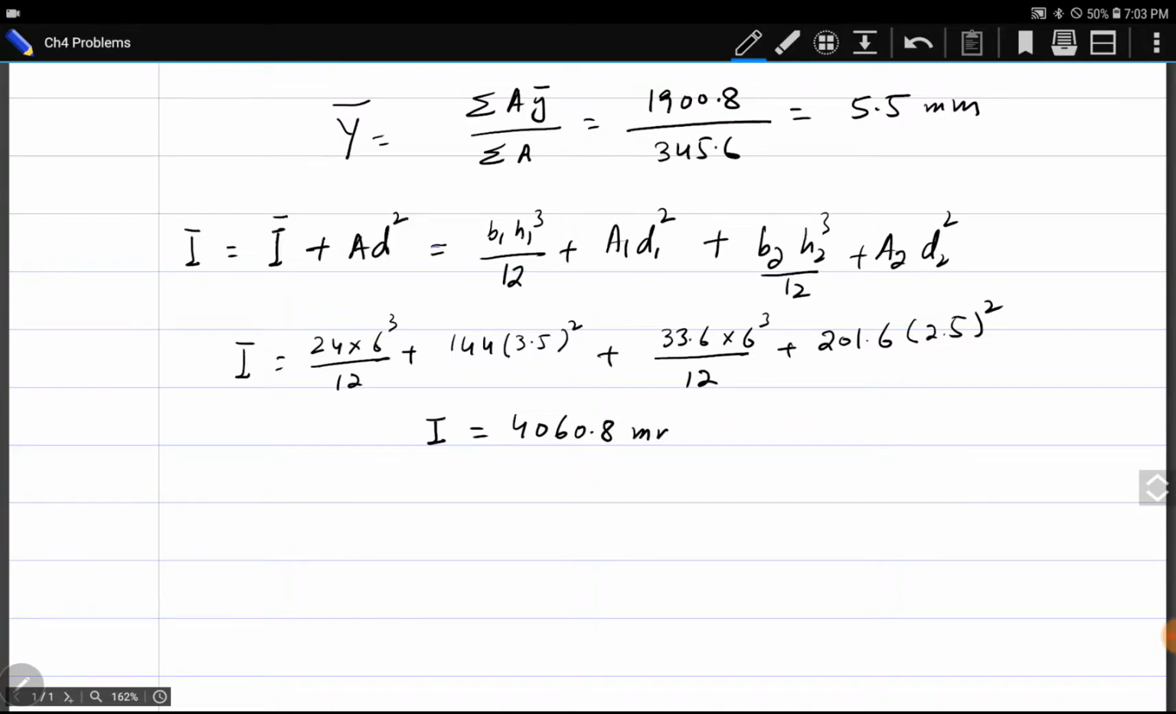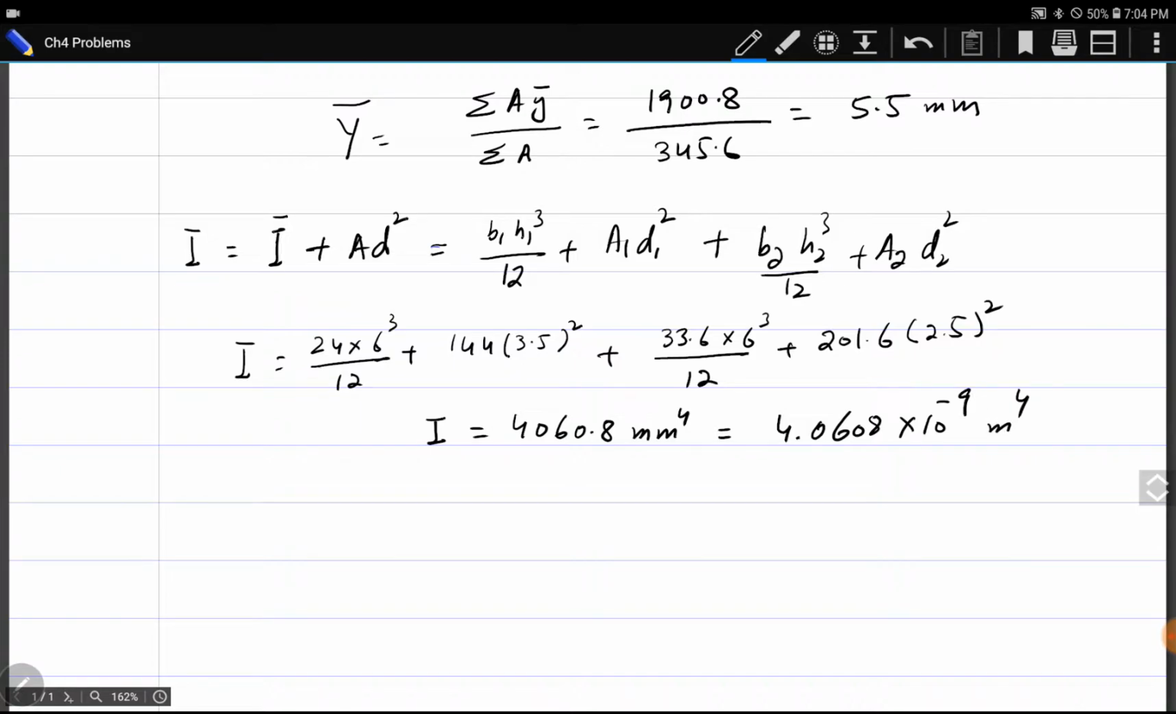Okay, so the total I becomes, in millimeters, 4060.8 millimeter power 4. If we want to convert millimeters into meters, 1 millimeter is equal to 10 power minus 3 meters. So it is 4060.8 into 10 power minus 12 meter power 4. Or we can rewrite it as 4.0608 into 10 power minus 9 meter power 4.